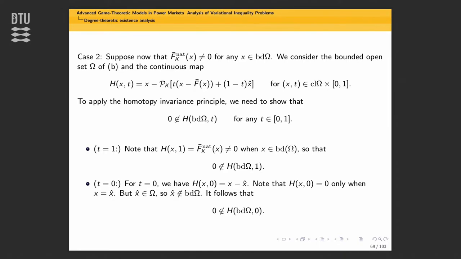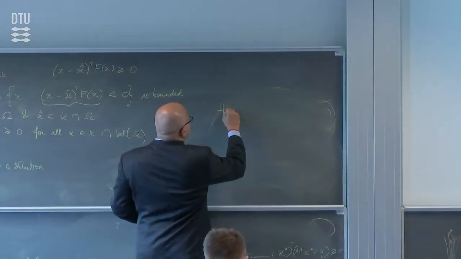So remember last time we had t times phi? Now, instead of using just the standard projection of x minus f of x, I'm going to say t times x minus f of x plus 1 minus t times x hat. So it's a somewhat more involved homotopy. And you'll see that there's a lot of skill required in coming up with the right homotopy. You have to guess almost. So let's make sure everybody understands. And you're going to see that for t equals 0, you get a very nice result here. So this is your homotopy.